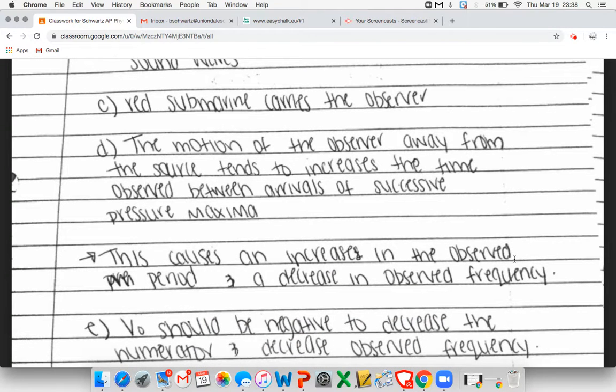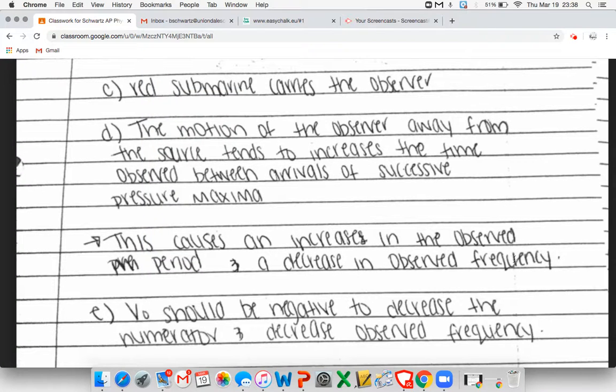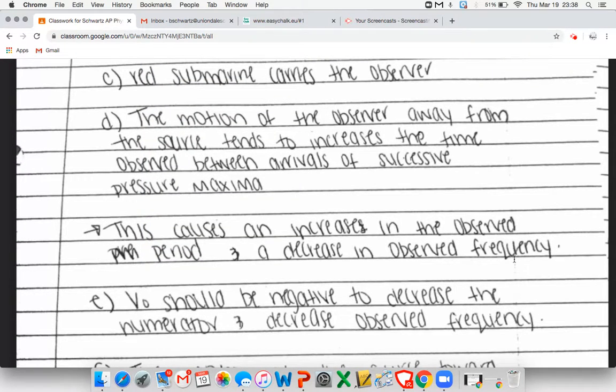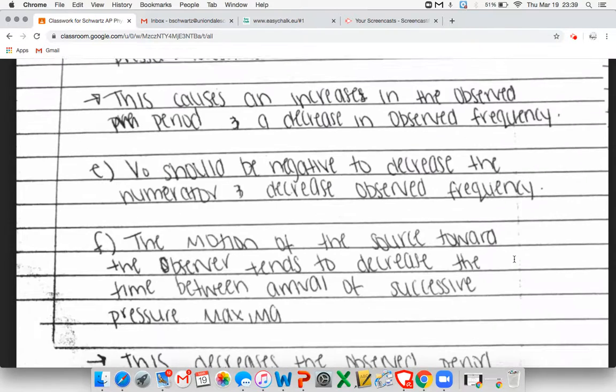For letter D, does the motion of the observer's submarine increase or decrease the time between the pressure maxima of the incoming sound waves? How does that affect the observed period and the observed frequency? Okay, so I said the motion of the observer away from the source tends to increase the time observed between arrivals of successive pressure maxima. This causes an increase in the observed period, which will be a decrease in observed frequency because, as you know, period and frequency are inverses of each other. T equals 1 over F, F equals 1 over T. You should know those formulas.